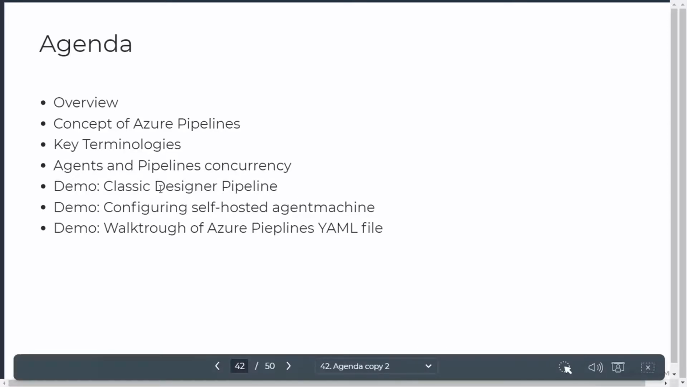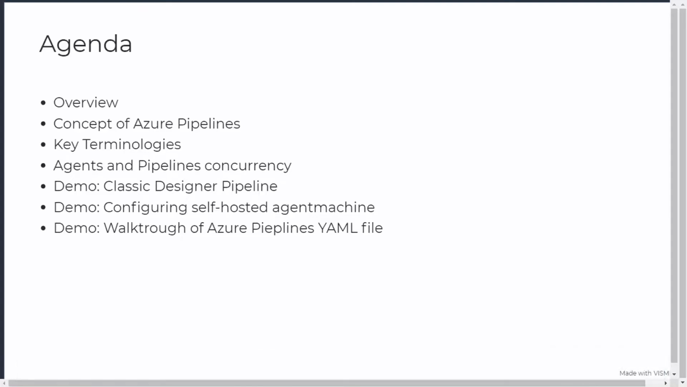And apart from that, the classic designer pipeline. In Azure DevOps they provide two ways of pipeline creation. One is the classic designer and the other is the YAML pipeline. When the Azure DevOps tool was created, at that time they provided the classic designer. But as it evolved day by day, currently they are giving YAML support. We can call it pipeline as code. That is the mostly used concept in all the other CI tools also, because there are some advantages when we use pipeline as code. That one also we'll see.